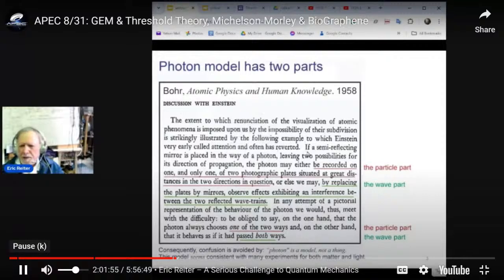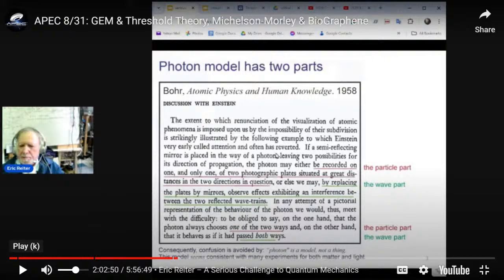If a semi-reflecting mirror is placed in the way of a photon, leaving two possibilities for its direction of propagation, the photon may be either recorded on one and only one of two photographic plates situated at great distances in the two directions in question, or else we may, by replacing the plates by mirrors, observe effects exhibiting an interference between the two reflected wave trains. So it's a two-part model, and Bohr explains straight away that there's no way to visualize this idea. So I'm saying the best way to handle it is to understand that this is a model and that the photon is not a thing. It's a paradoxical model from the very beginning.